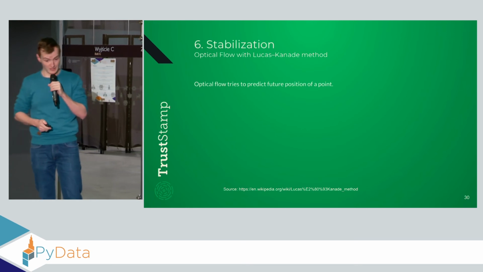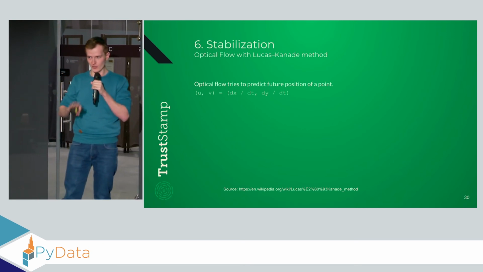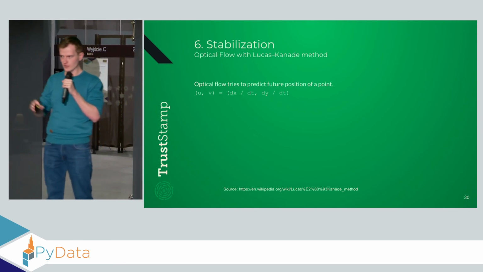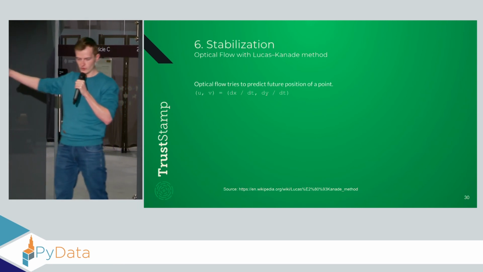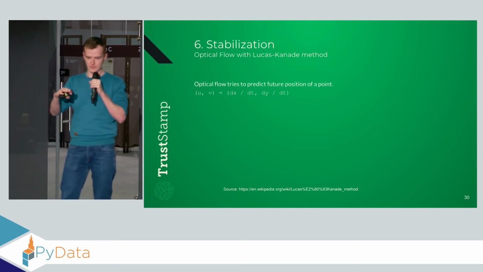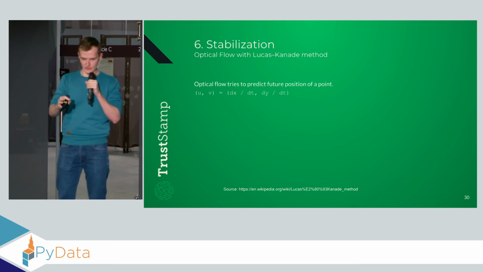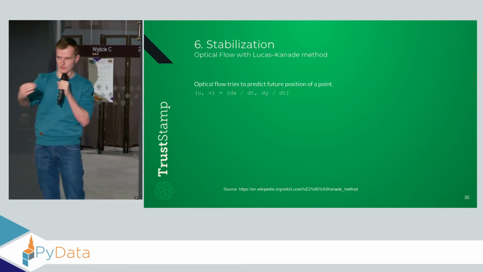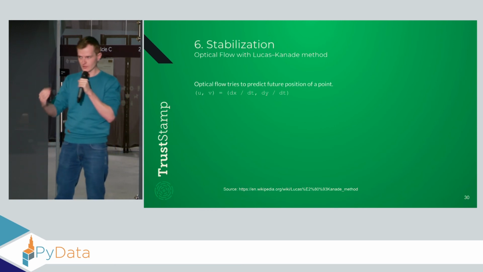So that's going to be in a nutshell, of course. That's the only equation that optical flow has. It's u, v, that's the next position of points, and that's some difference in x over the time, and some difference in y over the time. And there is a problem.